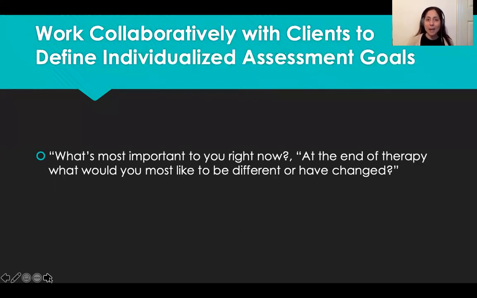You also want to work collaboratively with your clients to define individualized assessment goals. Exploring the client's perspective of their mental health issues and developing individualized treatment goals and tasks in an interactive rather than one-sided manner, where you are coming and saying, well, here's what you need to do, here's how I'm going to fix you. And so, for example, you could say something like, what's most important to you right now? Or at the end of therapy, what would you most like to see differently or to be different in your life or to have changed? And then you can use this information to develop your treatment goals and have more buy-in with your client.